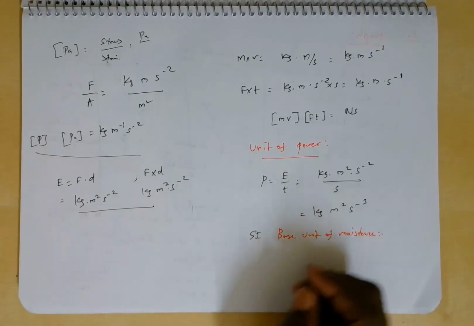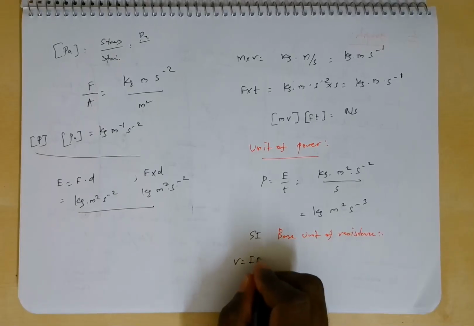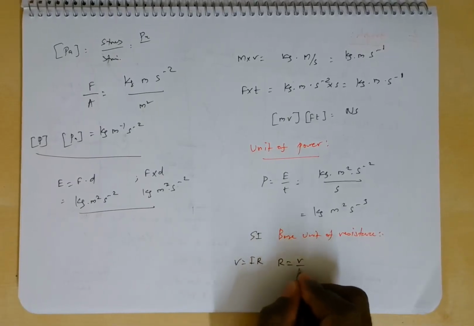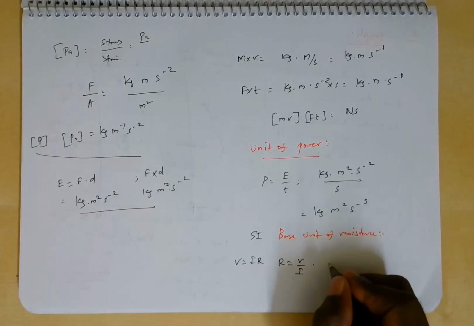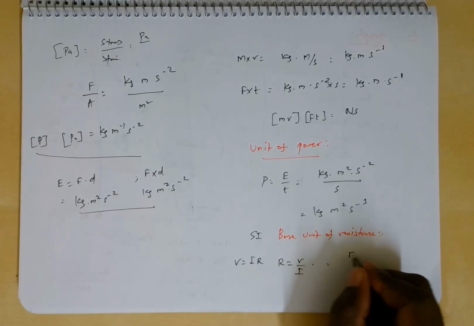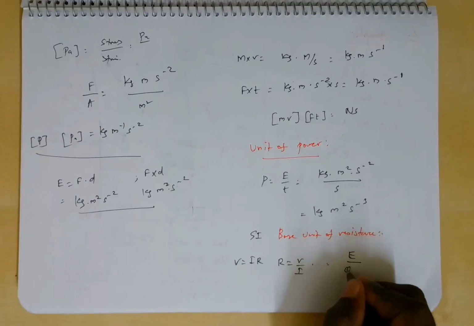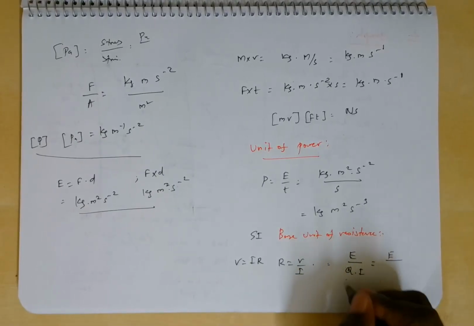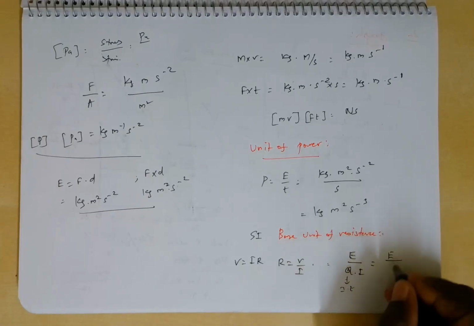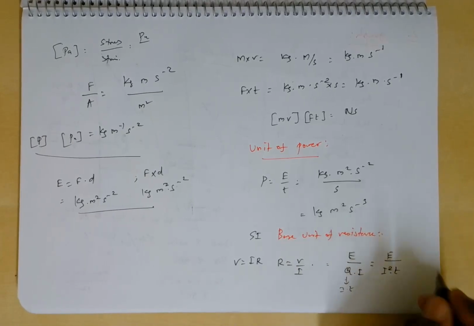Minus 2. Okay. So we know that V equals IR, so we can write R is V divided by I. We know that V is not an SI base unit. V is energy by charge, so V into Q divided by I. We know that Q is I into T. So E divided by, instead of Q, I into T, so I square into T.